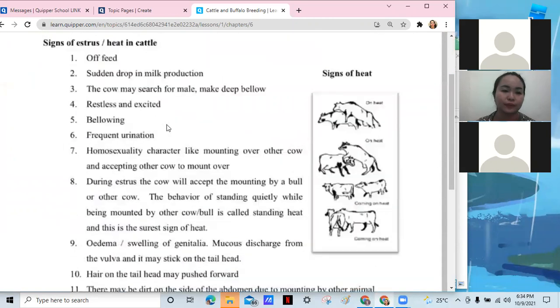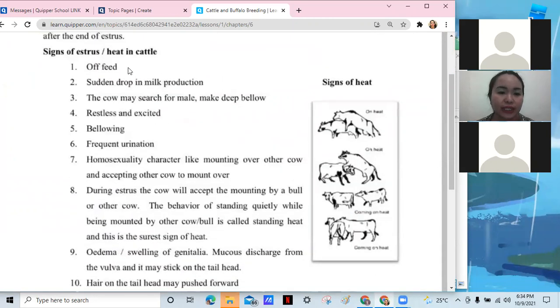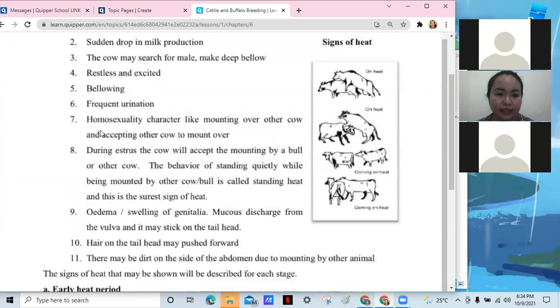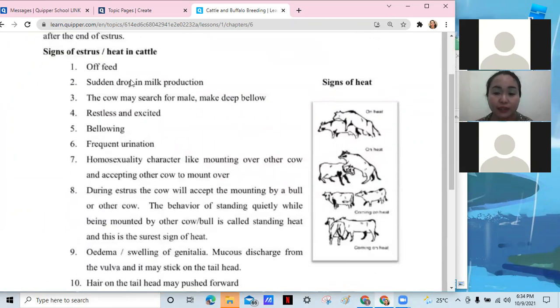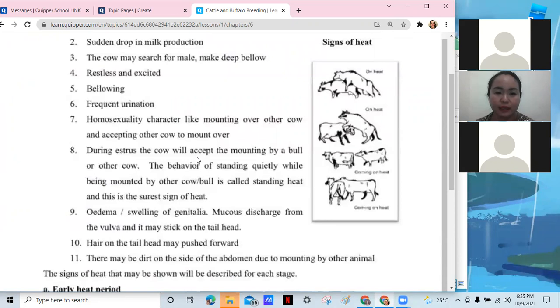Receptive, no? So the signs of estrus or heat in cattle. So these are the signs. Off feed, ay walang ganang kumain, sudden drop in milk production, and then the cow will search for male, make deep bellow, and restless and excited and bellowing. Frequent urination, homosexual character like mounting over the cow, and accepting other cow to mount over. No, ganon. No, mount gani.